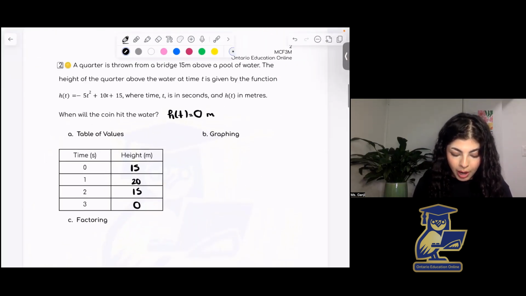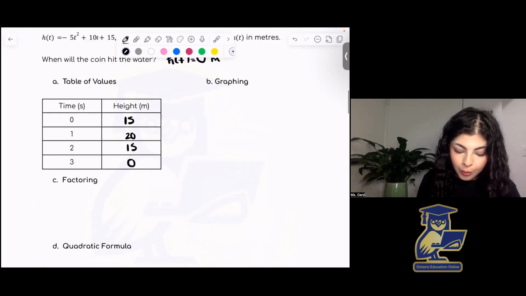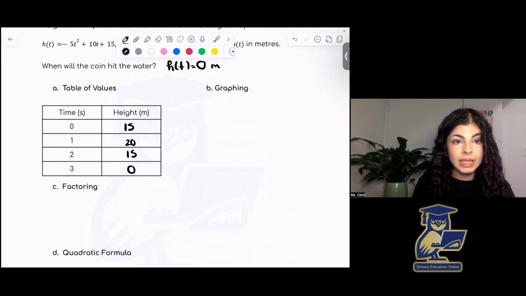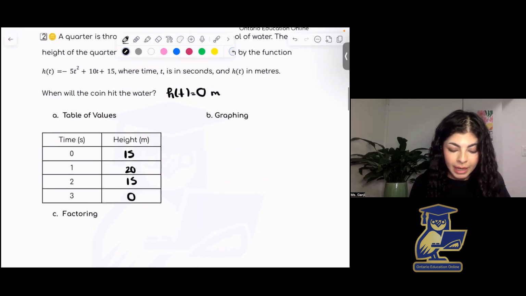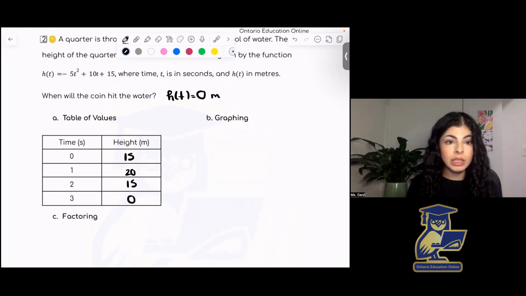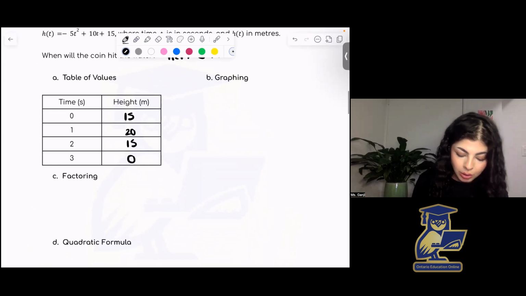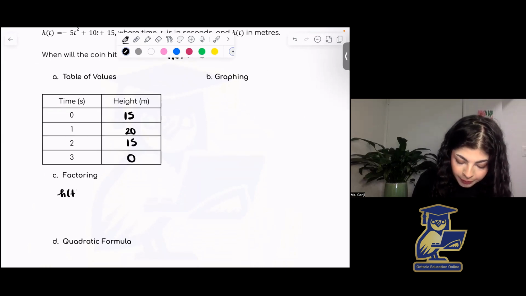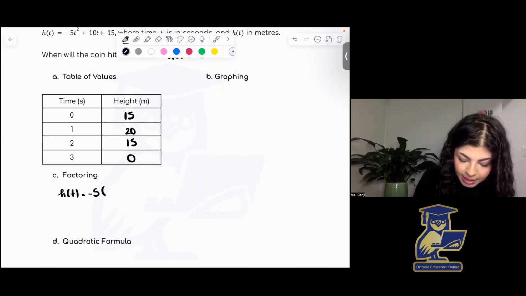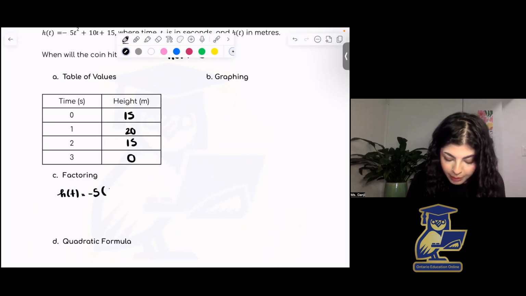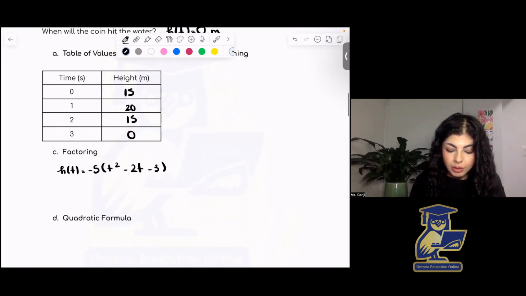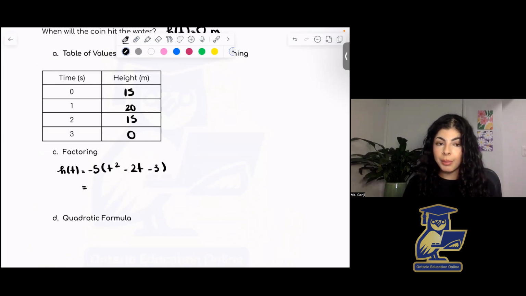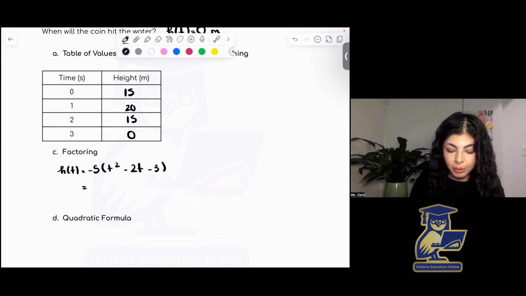Next, we are going to try factoring. Here, I already see -5, 10, and 15 all have that -5 in common. So I'm going to factor that out so that I have a equal to 1. t squared minus 2t minus 3. Okay. So here, I have a trinomial. It is not a perfect square, so I'm doing decomposition.